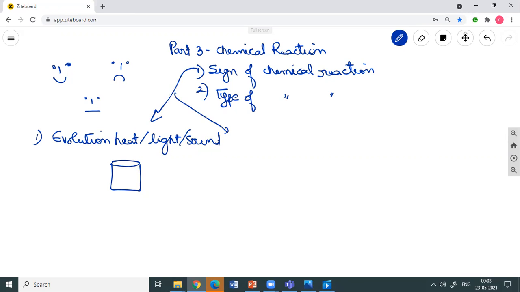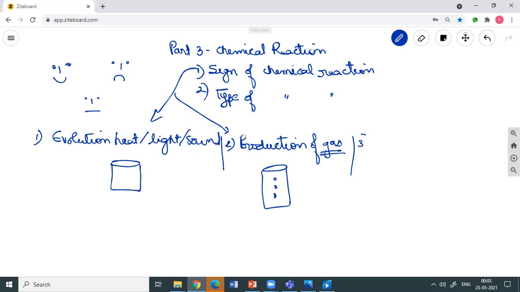Another indicator is production of gas. How will you tell, children, that a gas is being produced? Certainly we can say this by looking into the beaker or the test tube. You will be seeing bubbles coming out. These bubbles are the perfect indicators of the production of gas. So this is the second indicator.